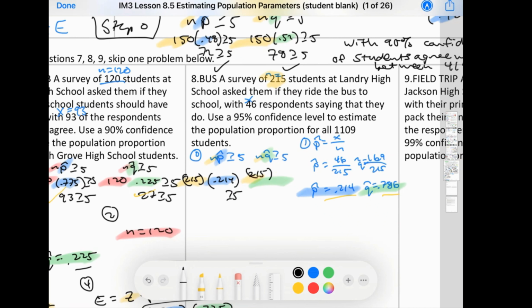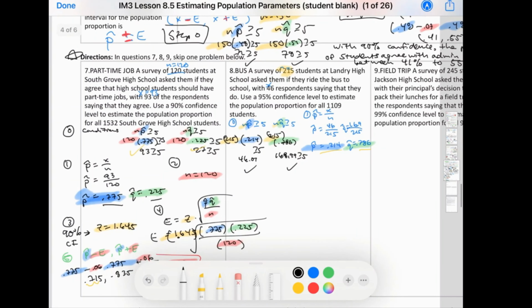Checking our conditions, 215 times 0.786. So 215 times 0.214 equals 46. That matches. 215 times 0.786 is 168.99. Is that bigger than 5? Yes, it is. Good. Bam. Okay, what is our N value? Our N value is already 215. Step 3, I need the confidence interval of 95%.